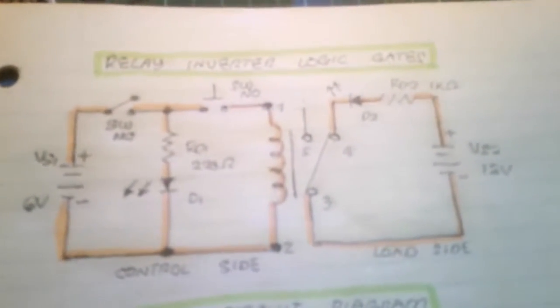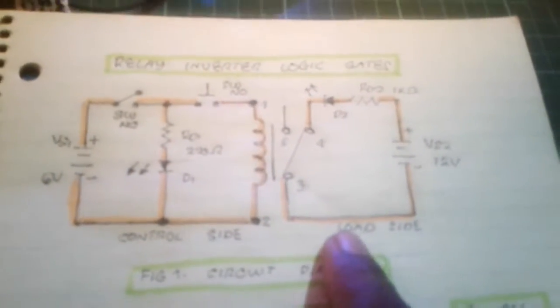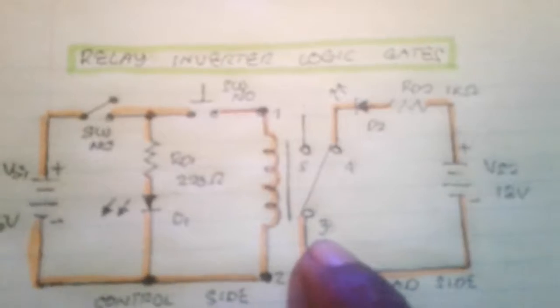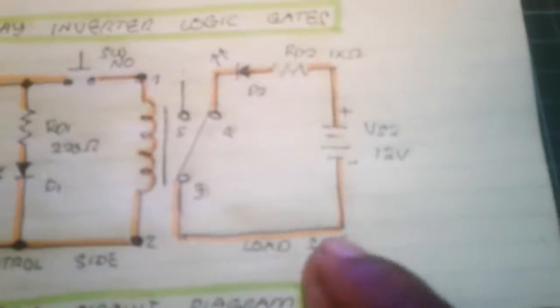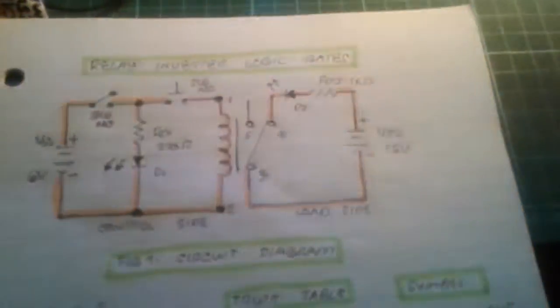This one is our new circuit. This is called a relay inverter logic gate, and this is the circuit diagram. We are on the control side and the load side of the relay. Terminals 1, 2, 3, 4, 5. At the control side we have a voltage supply of 6 volts, and in the load side we have 12 volts. So we have the circuit here.